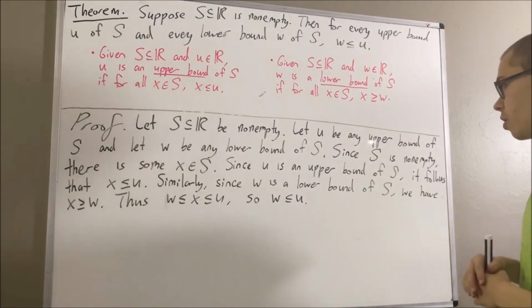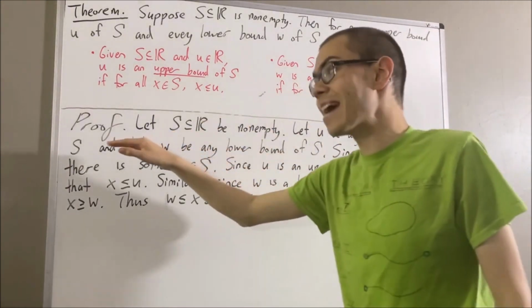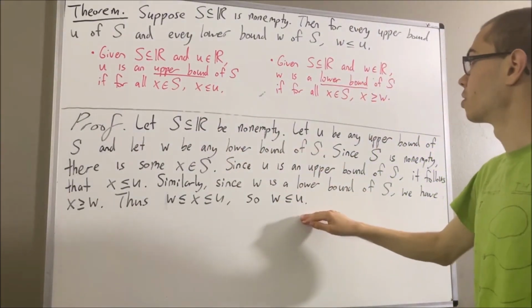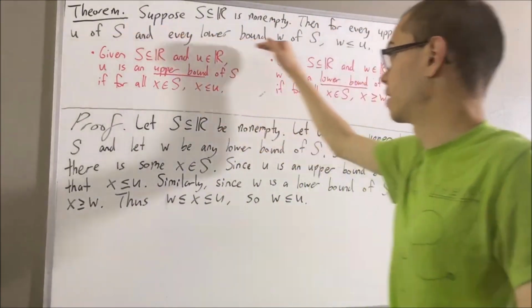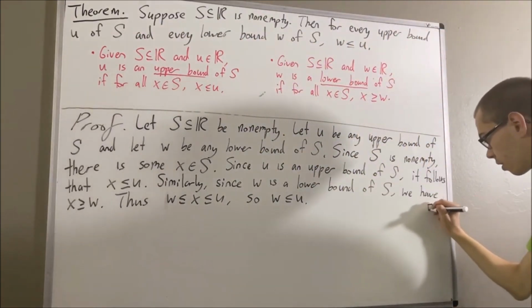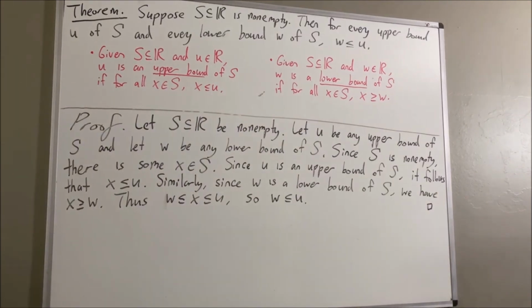So putting this all together, we see that given any upper bound U of S and any lower bound W of S, W is less than or equal to U. So we've proven precisely this statement. And that's exactly what we wanted to prove. So this completes the proof. And so yeah, that's pretty much it for this video.